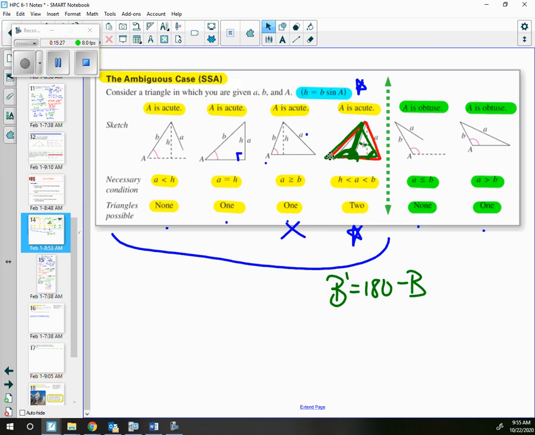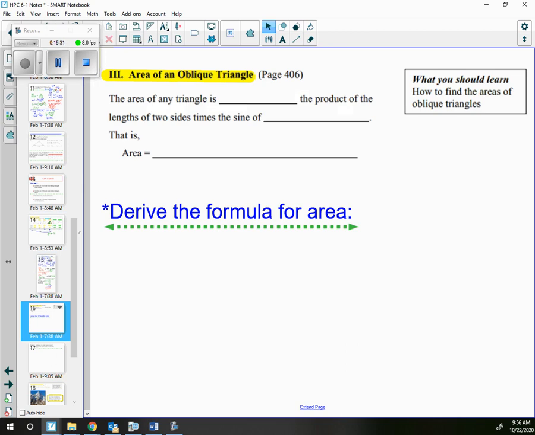It doesn't happen very often, but we need to be able to recognize it. All right, the rest of what we're going to talk about today is application and some area. So we want to talk about some different area things. We know how to find area when we talk about it in a regular situation. If I asked you to find the area, you would say 1/2 base times height usually, right?